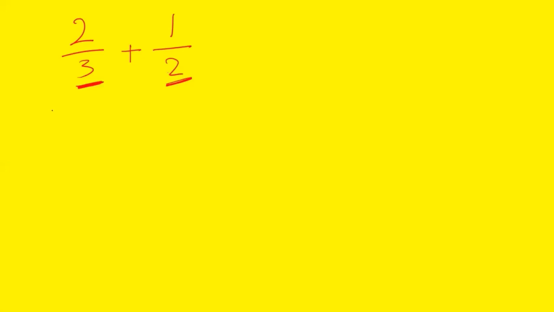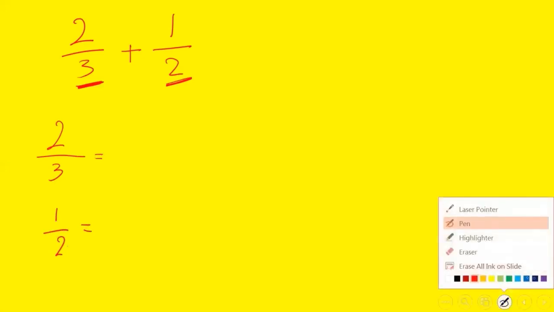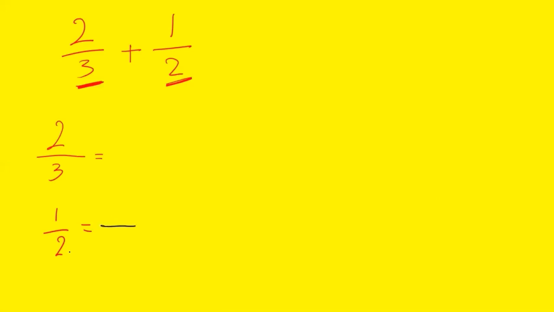Okay, I want to change the denominator for both fractions to be the same. What can I do? I need to search for a number that is divisible by 2 and 3 at the same time to make the common denominator. It means a common multiple for 2 and 3. I think the appropriate number here is 6. 6 is divisible by 3 and also divisible by 2.